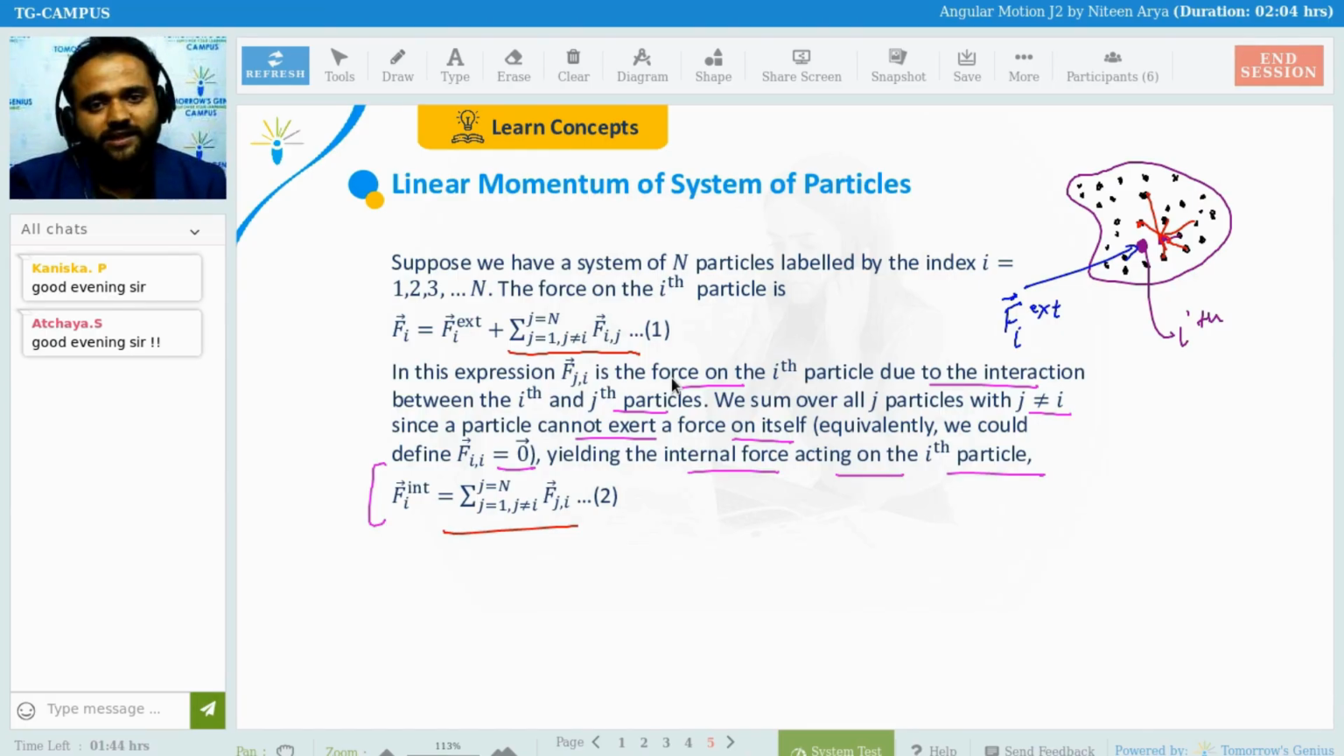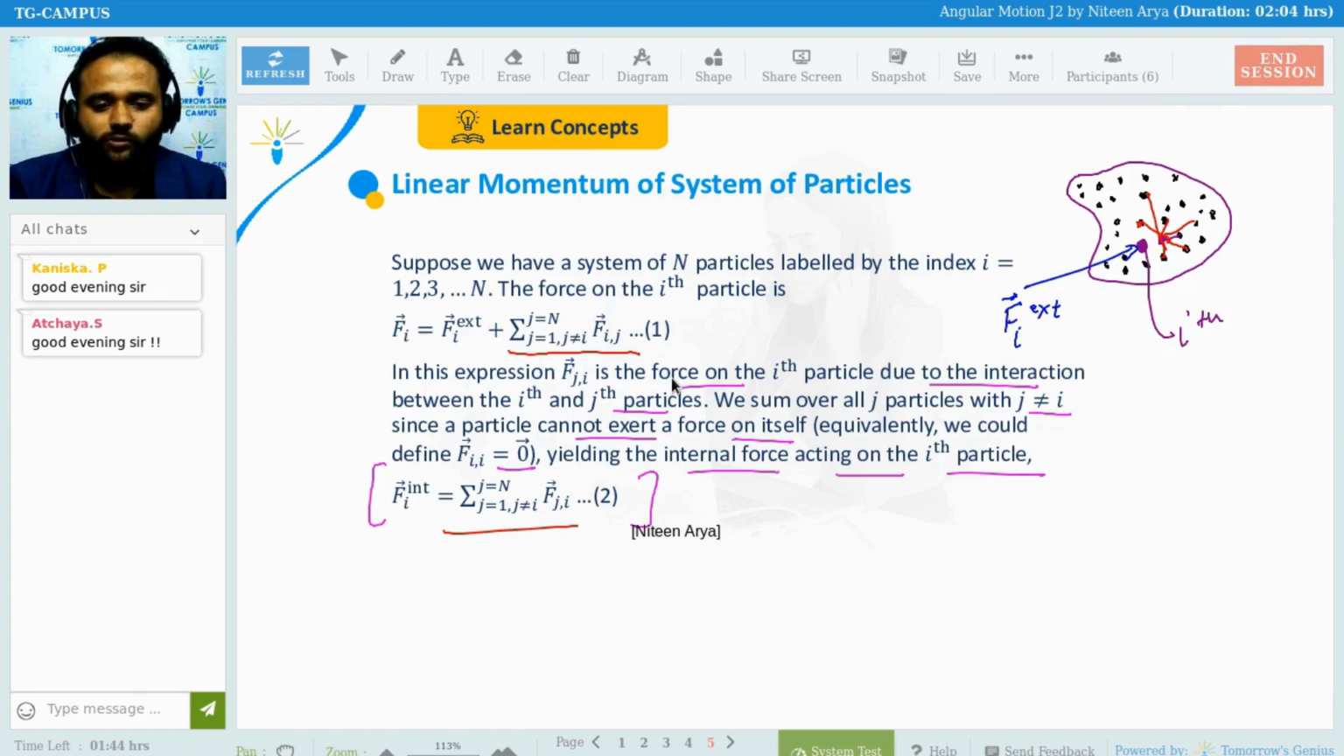from any other J particle. J can be 1, 2, anything, but not I. Okay, if you say this is the second particle, then J can be 1, 3, 4, 6, 7, 8, 9, but it cannot be 2. Clear?